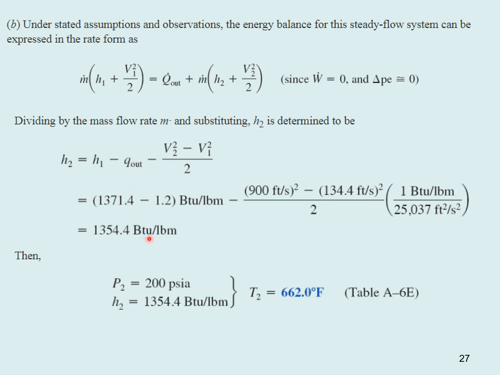So each of these terms we can look up. We know what H1 is. We know what Q dot is. We know the velocities. So we can calculate what H2 is. Then we can go back in the table, because we know the pressure coming out and now we know the enthalpy, and find what the temperature is. Again, I encourage you to look this value up yourself and find what this value is.